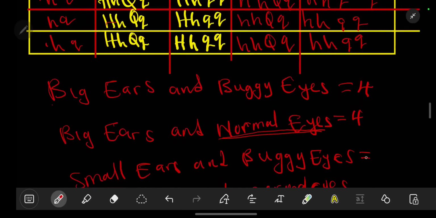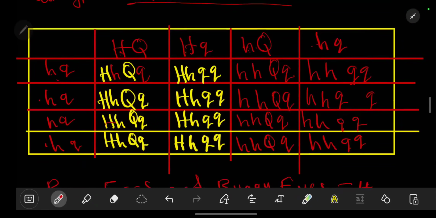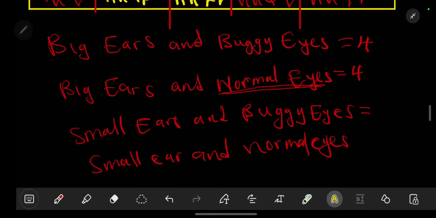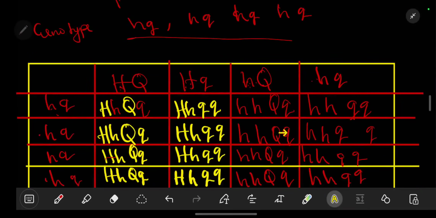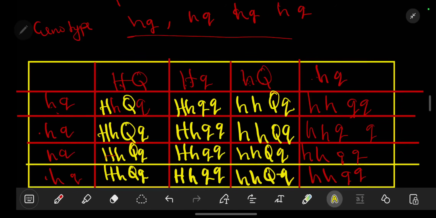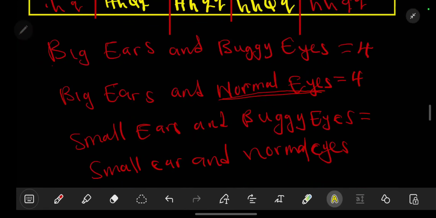Then here we are going to have our small ears. That means we expect 2 letters of H, baggy eyes, at least 1 Q. So where we have that, it's number 1, 2 small letters but at least 1 big letter Q. So we have 4 there, so we can count as 4 of them. So we have 4 like that.